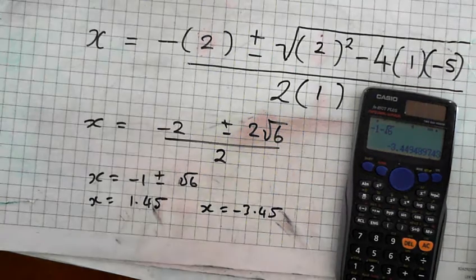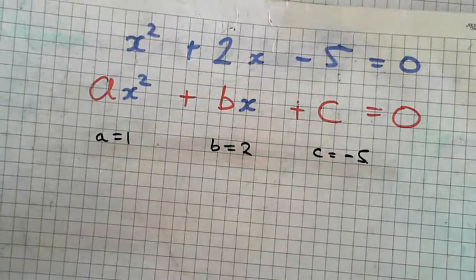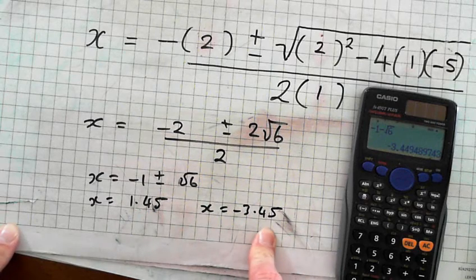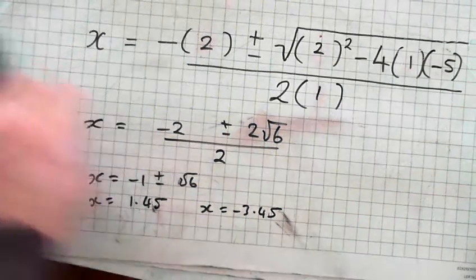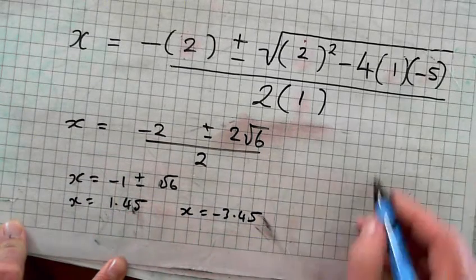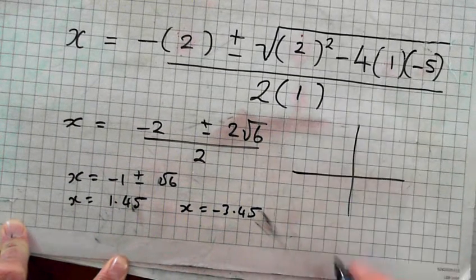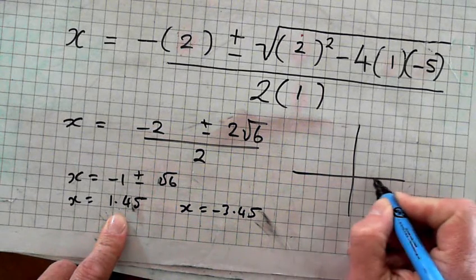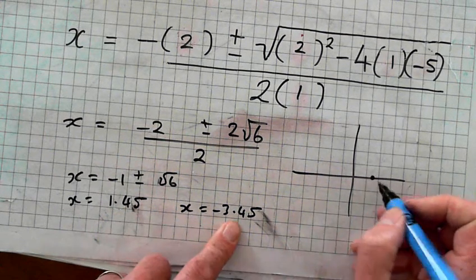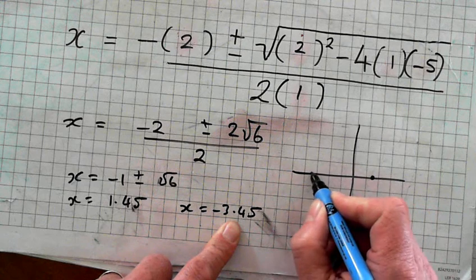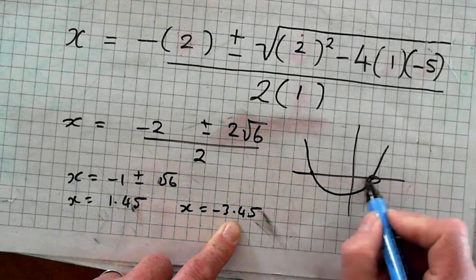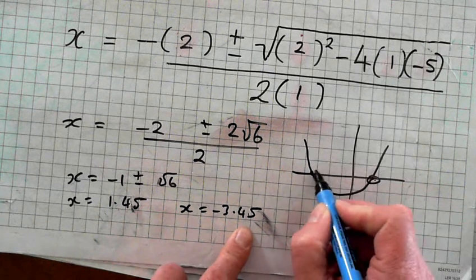Okay, so that's the answer to this quadratic equation. What are the 2 values of x? 1.45 and minus 3.45. Alright? What do these 2 values mean? It means where does this graph x squared plus 2x minus 5 cross the x-axis? It crosses at 1.45, which is roughly there, and minus 3.45.